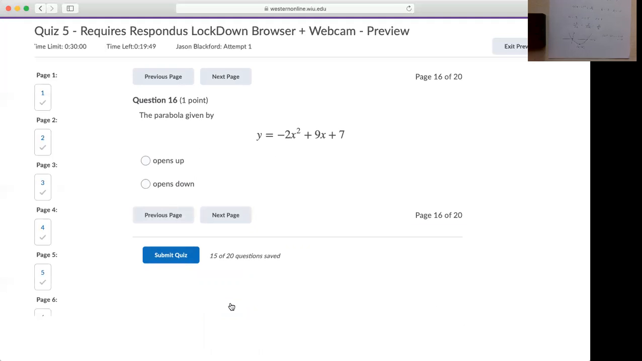Question 16, this parabola opens down because the leading coefficient is negative.